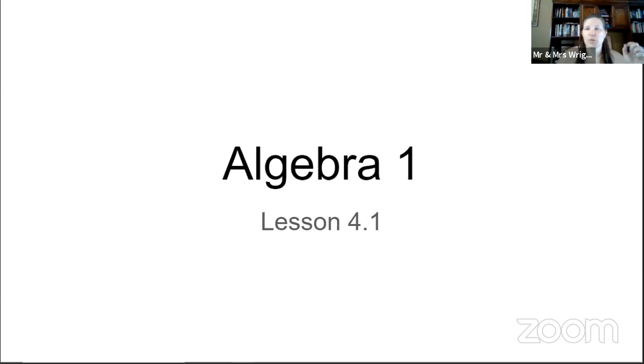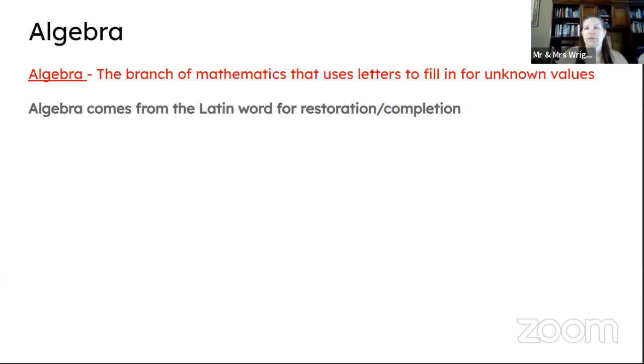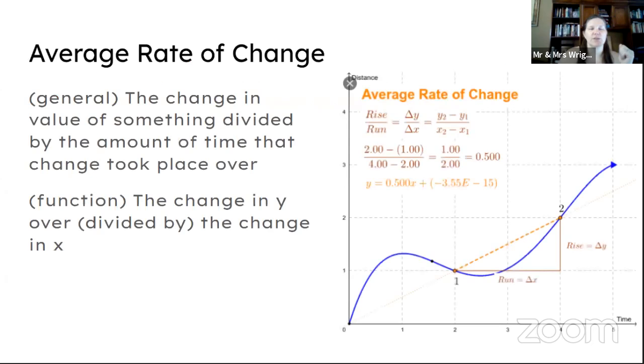So we're on Unit 4, Lesson 1. And the first vocabulary word that they give us in this unit is the word algebra, which we already went over, but algebra is just the branch of mathematics in which we use letters to fill in for unknown values. The definition of algebra actually means restoration or completion. So we're completing something that's incomplete. It's incomplete when it has a letter in it, and we have to complete it by figuring out what value that letter represents. So that is algebra.